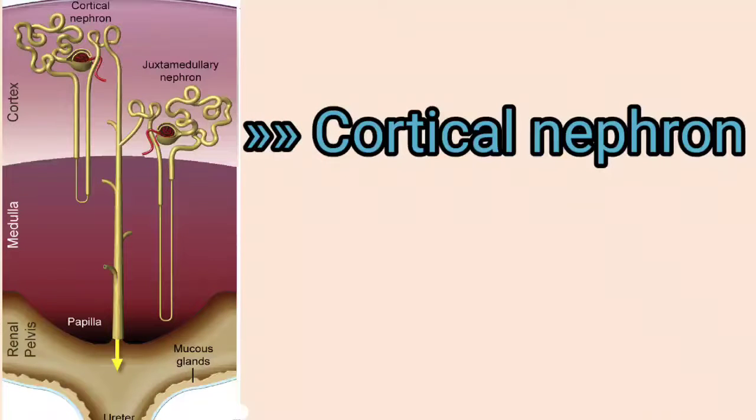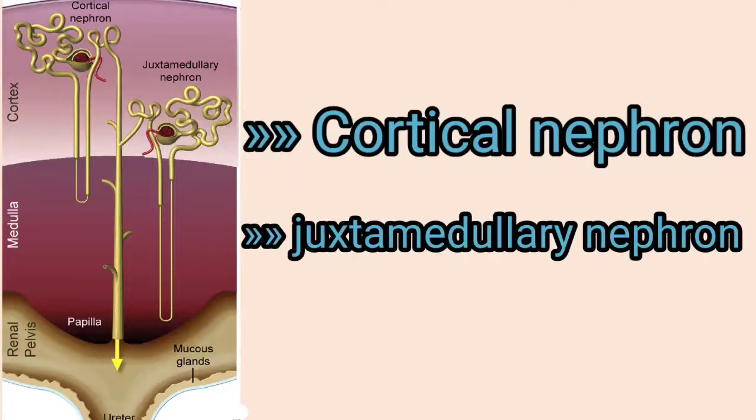But in some cases, the loop of Henle of the nephron is very long and runs deeply into the medulla. Such nephrons are called juxtamedullary nephrons. That means in some cases the loop of the nephron is very long and enters the medulla very deeply. That is called a juxtamedullary nephron.